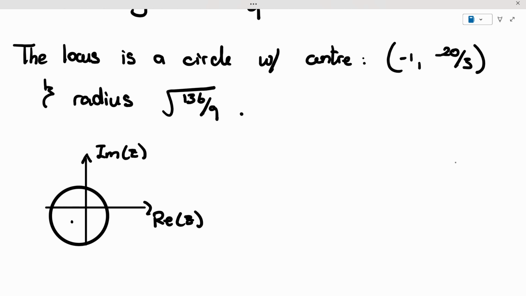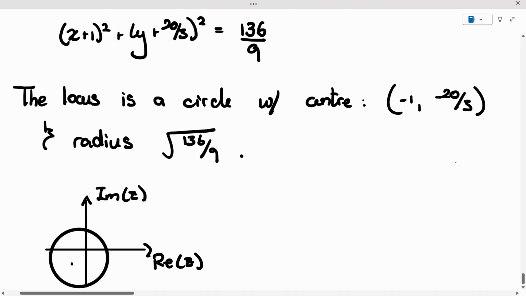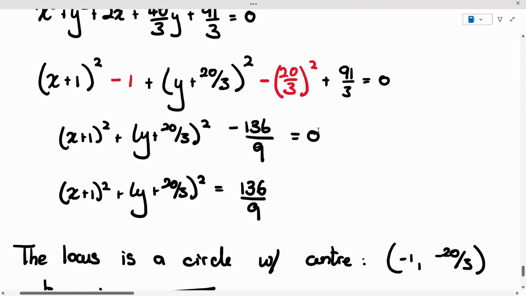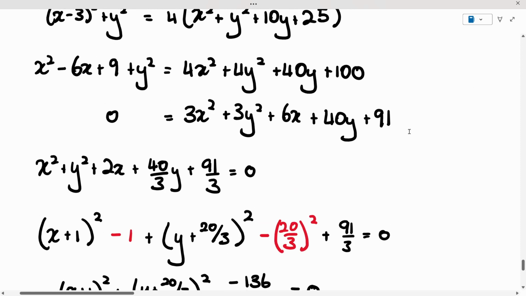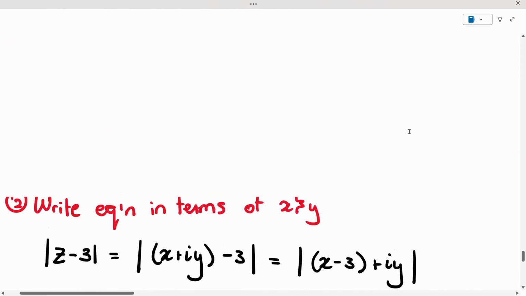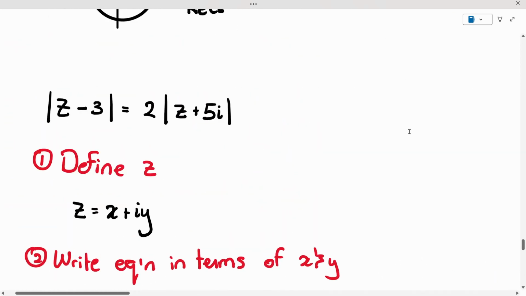So if you are asked to sketch the locus, this is what you need to do on an Argand diagram, hopefully a little bit better than my drawing. If you are asked to describe the locus, this is what you do. And of course, if you are asked to find the equation connecting x and y for the locus, this is what you do over here. Right? And that is how you deal with the locus of a complex number.